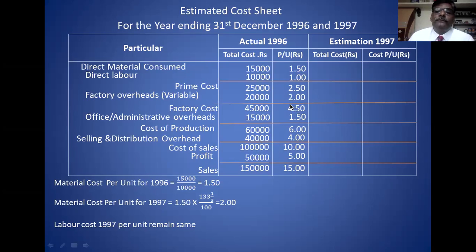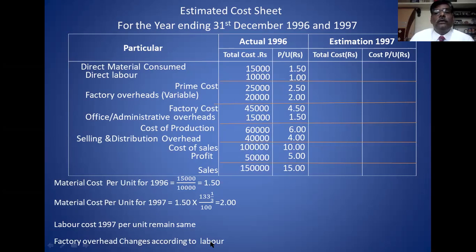That factory overhead is always based on the labor cost. If there is no change in the labor cost, automatically there is no change in the factory overhead also. You remember this point. If there is a change in the labor cost, then there is a change in the factory overhead. Where there is no change in the labor cost, then there is no change in the factory overhead. Am I right? So factory overhead charges change according to labor cost.